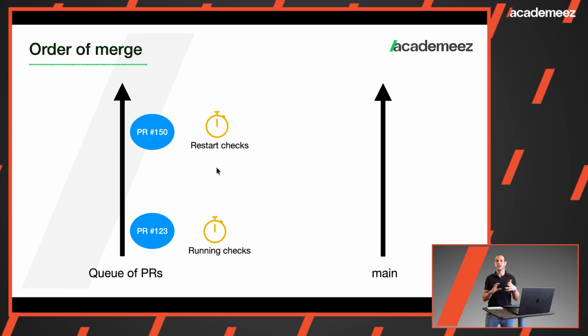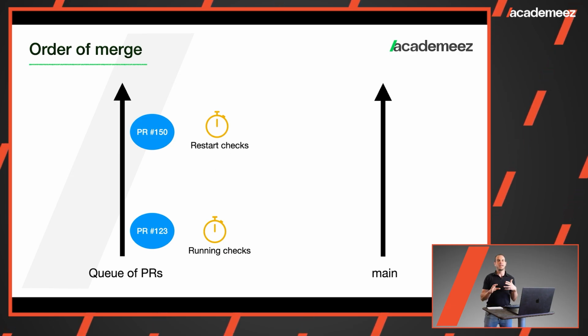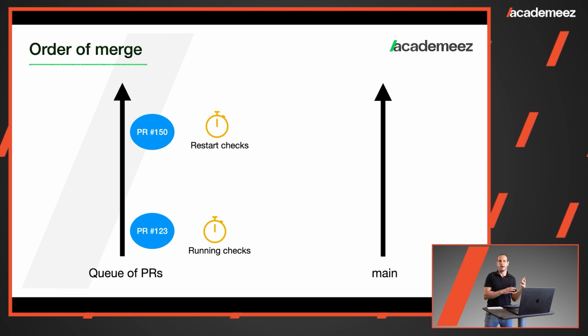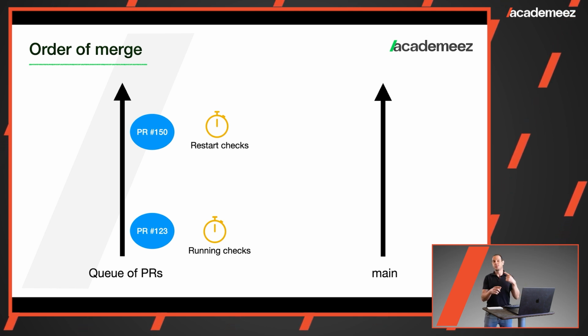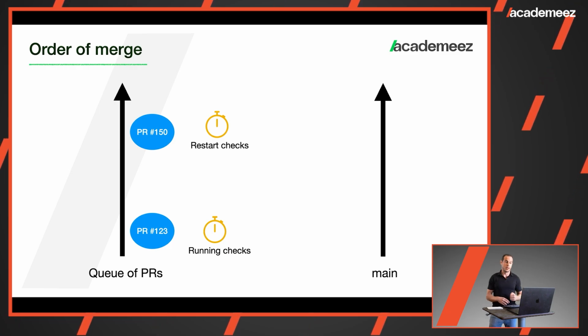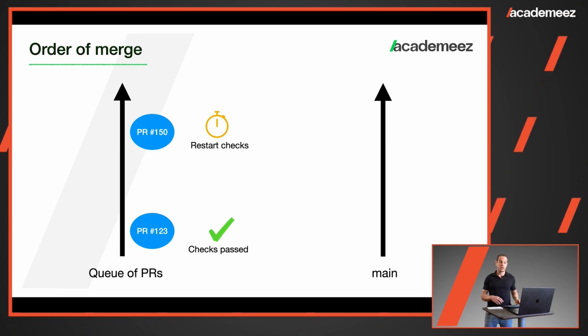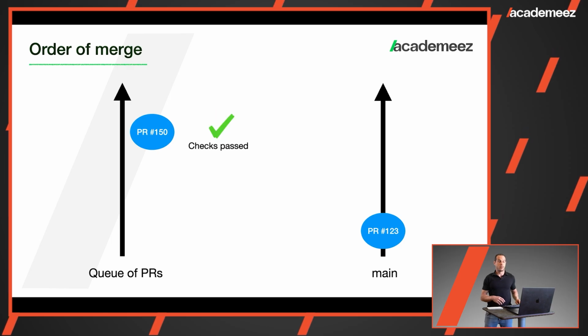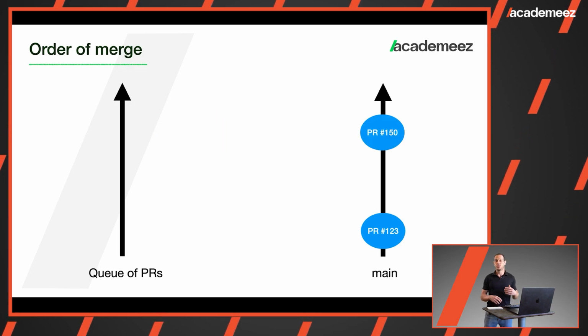So this means all the checks that are being run are invalidated once a PR is kicked, and they need to restart. We'll explain why that is later when we talk about merge group. So it has to restart the checks. 123 passed, it is merged. 150 passed, and then it merged again.